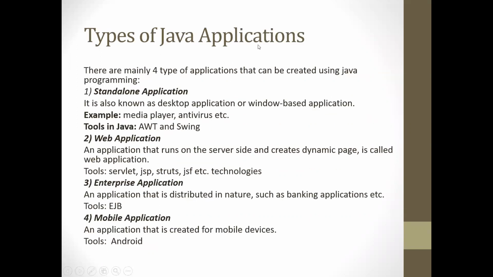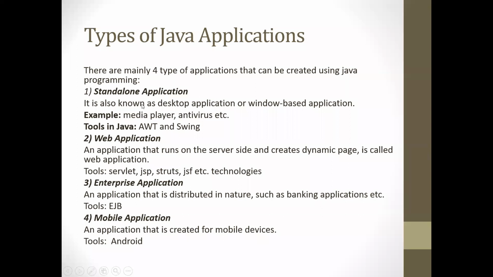Basically, we divide our Java applications into 4 parts. First is the standalone applications. Standalone application means desktop applications, like window-based applications. If I want to make any media player, or an antivirus for a particular desktop, then we will use standalone applications. For that, we can use tools like AWT and Swings.